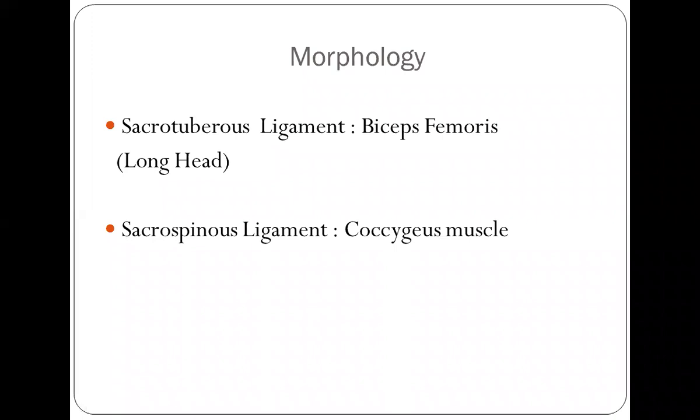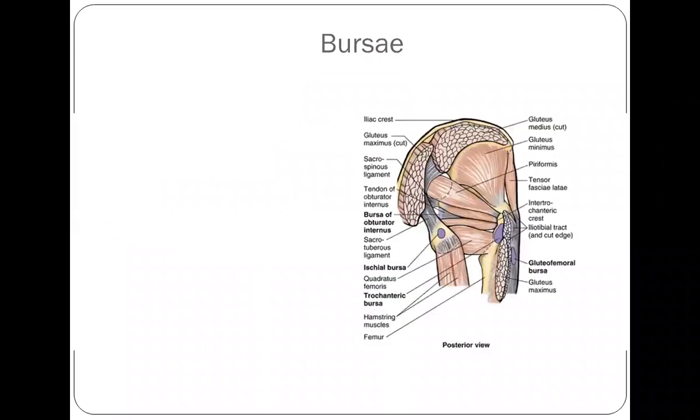Now, what is meant by this question is that it is believed that in lower creatures, these ligaments were actually a muscle. But according to evolution, these muscles have then converted themselves into ligaments within the human body. So sacrotuberous ligament is said to be derived from the long head of biceps femoris, and sacrospinous ligament from a muscle called the coccygeus. This is a muscle of the pelvic floor. If interested, please learn that.